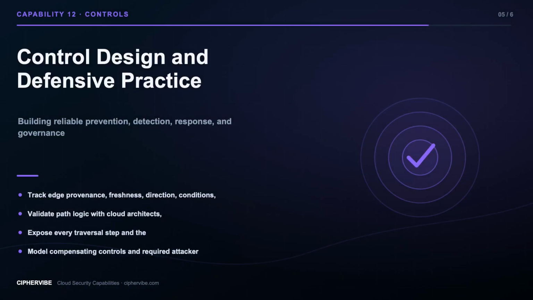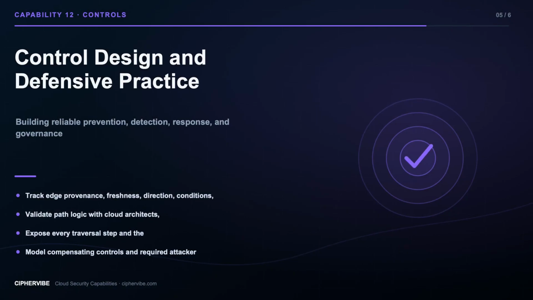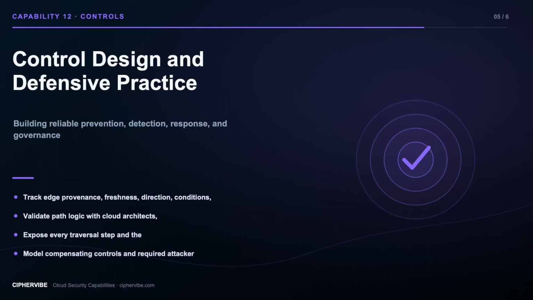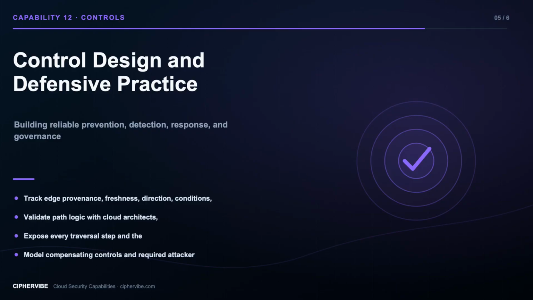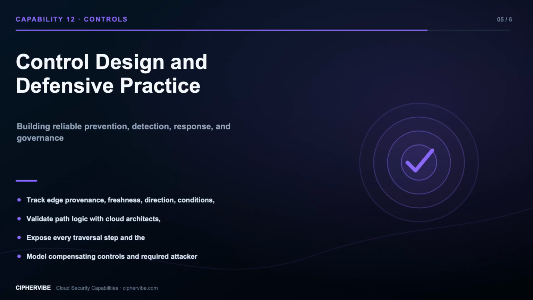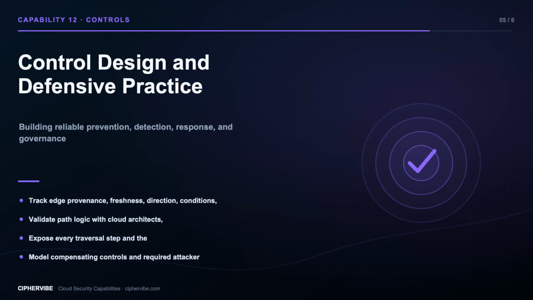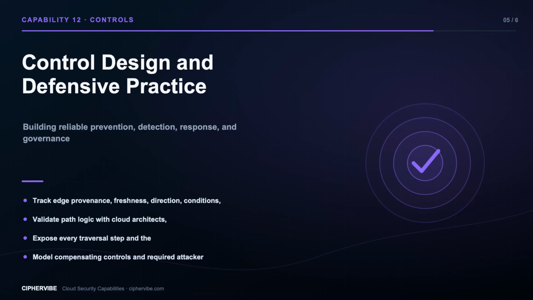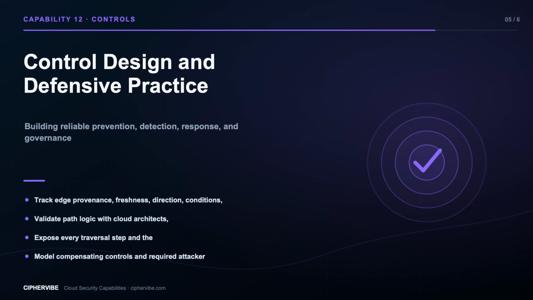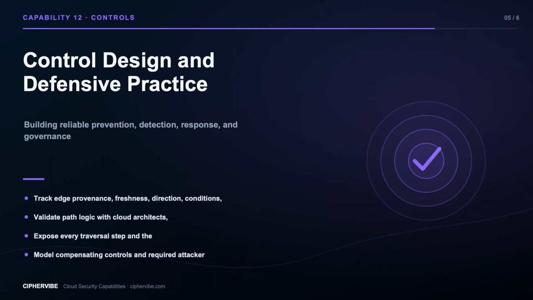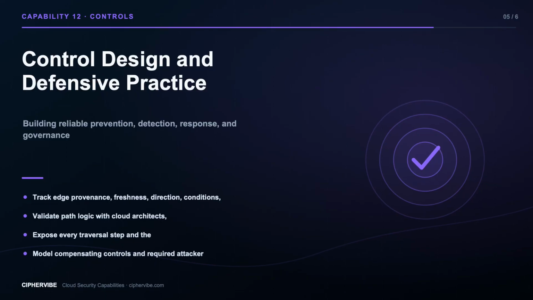A dependable security graph and attack paths program uses defense in depth. No single scanner, policy, gateway, or agent should be expected to carry the entire outcome. First, track edge provenance, freshness, direction, conditions, confidence, and authoritative source. Second, validate path logic with cloud architects, penetration tests, incident evidence, and controlled simulations.